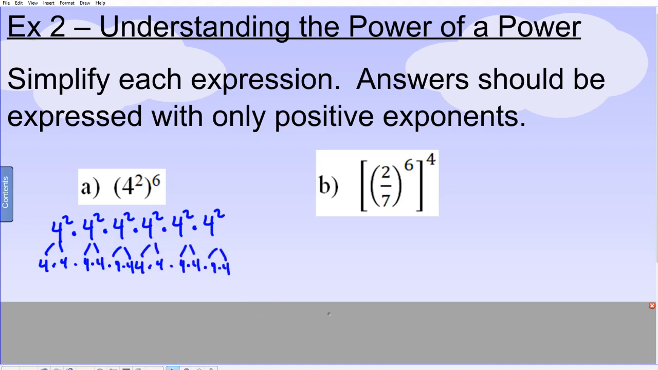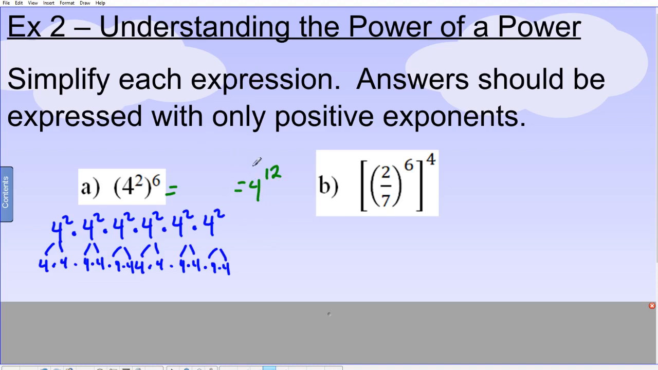And so what we end up with, well, how many 4s now are being multiplied together? In my final expanded version of this, I have 1, 2, 3, 4, 5, 6, 7, 8, 9, 10, 11, 12. I have 12 4s being multiplied together. 4 to the 12th power.